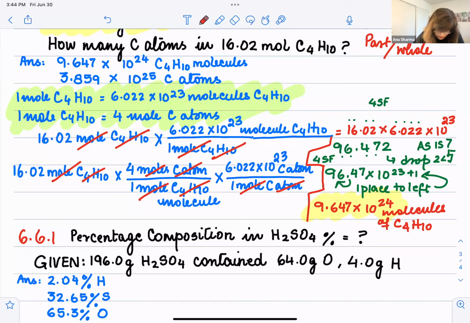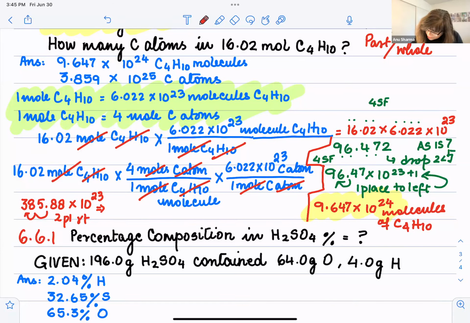16.02 times 4 times 6.022 gives you 385. So let me do this in red. This gives you 385.88 into 10 to the power 23, right? But you're going to move the decimal place 2 places to the right. So what does this become? 2 places to the right.